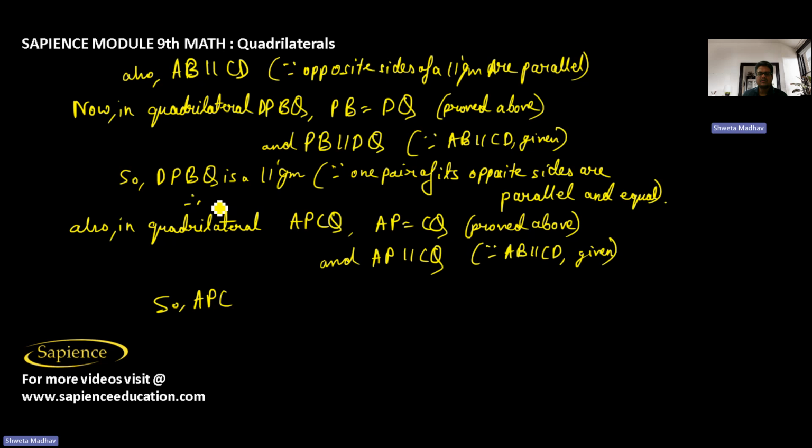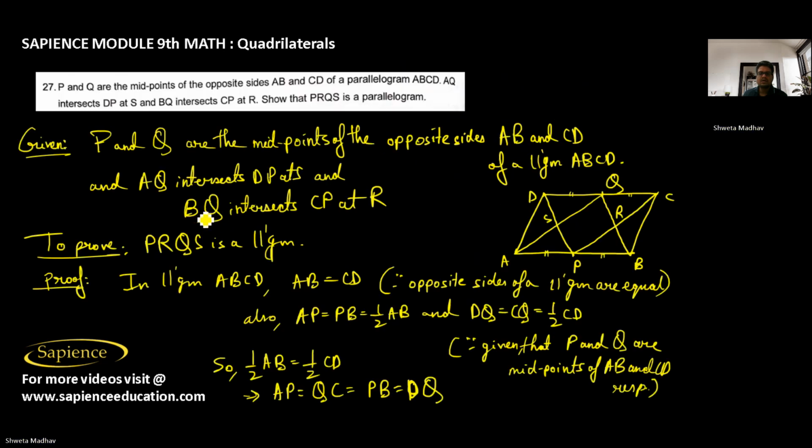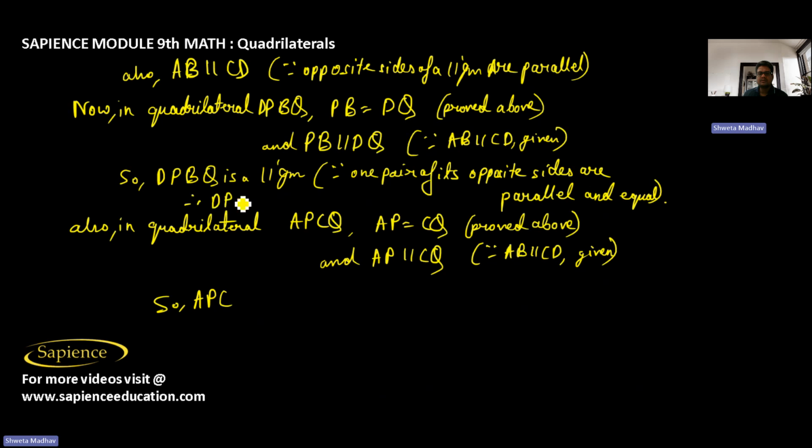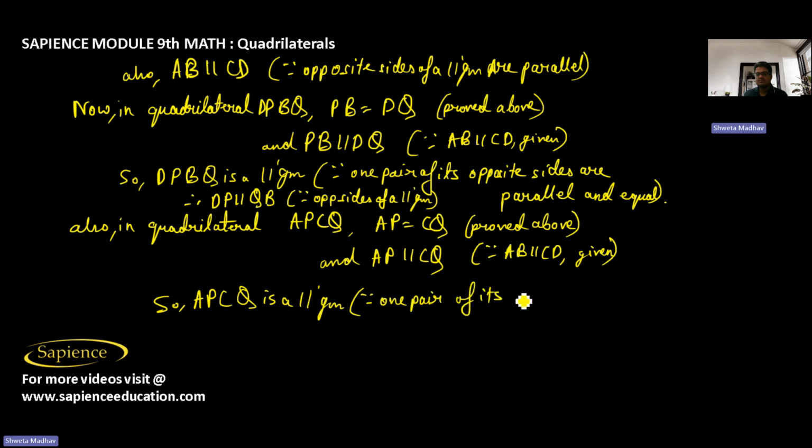So now from here we can say, since DPBQ is a parallelogram, DP is parallel to QB, since opposite sides of a parallelogram are parallel. Similarly, here we can say APCQ is a parallelogram, since one pair of its opposite sides are parallel and equal.